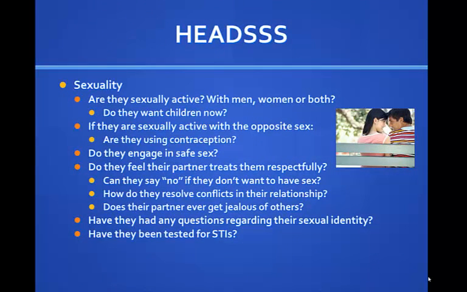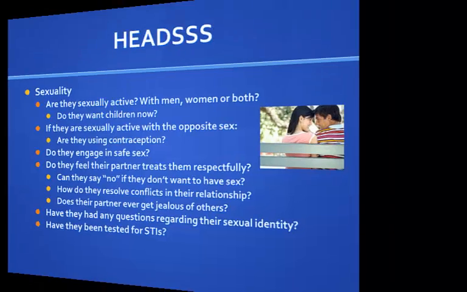Next is sexuality. Adolescence is a time for sexual exploration, and so you want to assess whether they're attracted to men, women, or both. Also, you want to know if they are using contraception and engaging in safe sex practices. You want to also assess whether they feel safe in their relationship, if they feel comfortable saying no to their partner, and if there are any issues of domestic violence. Also, you'd want to know if they've been tested for any STIs.